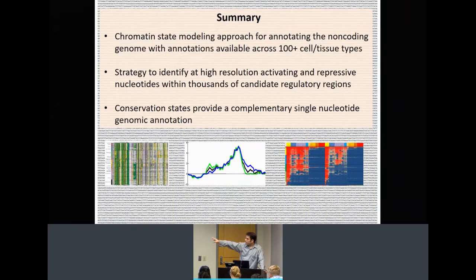Then I also talked about one method in the class of high-throughput functional testing approaches for identifying at high resolution, activating and repressive nucleotides within thousands of candidate regulatory regions, and then showed you how conservation states provide a complementary single nucleotide resolution annotation.